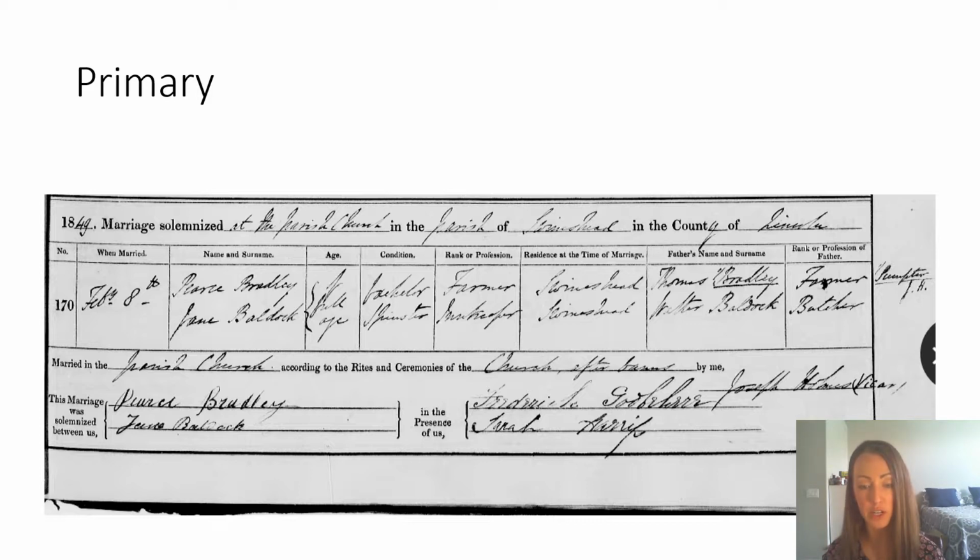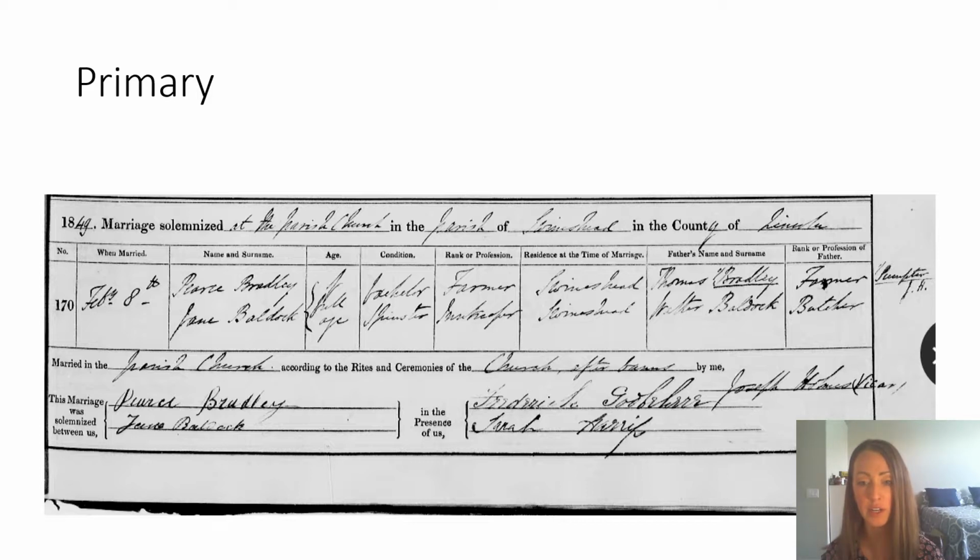Now the other information here is not primary information, because the father's name and surname is secondary information. Why? Here's why. Pierce Bradley on his birth certificate is listed as illegitimate, and only his mother's name is listed, Mary Bradley. So when I saw that his father's name was listed as Thomas Bradley, I had a question, because I thought his mother was a single mom with an illegitimate child.